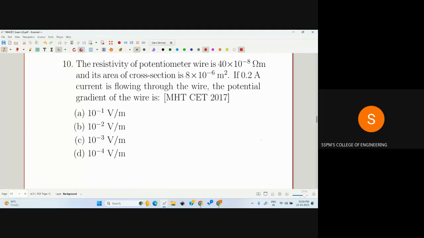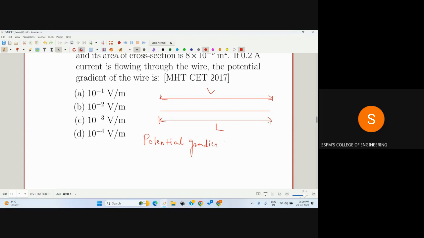Now what is the potential gradient? Let's consider the length of wire is L and the potential across the wire is V. Then the potential gradient is defined as the change of potential with respect to distance. It is equal to V by L. Are you getting? The potential gradient is V by L.